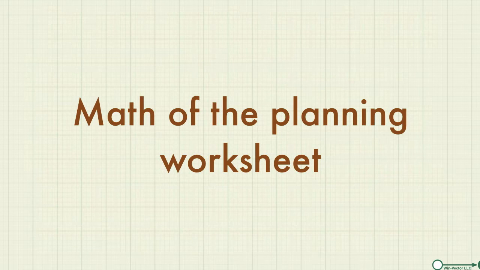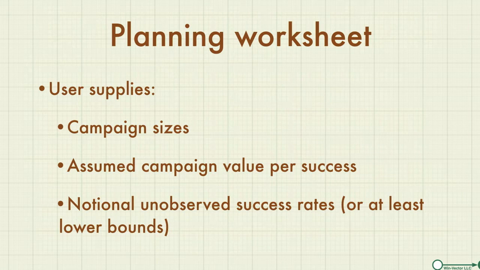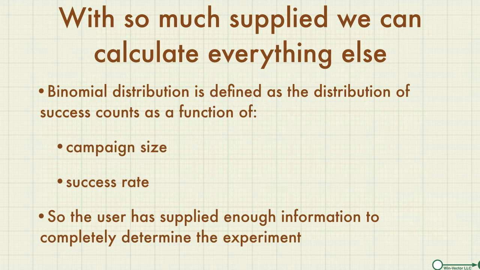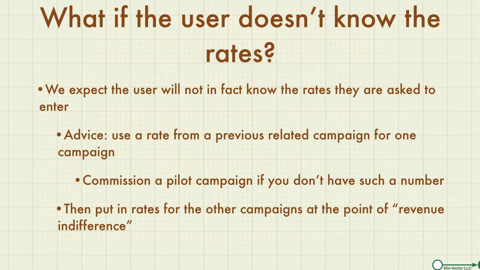The math of the planning worksheet is actually easier. The user supplies campaign sizes, assumed campaign values per success, and the actual values of the unknown rates. Given so much, it's just a simple matter of forward simulation or using the binomial distribution to get every possible outcome and their probabilities. That is, for every possible count of successes, how likely is that count? We don't actually expect the user to know these unknown rates. We're being a bit of a bully asking them for them.